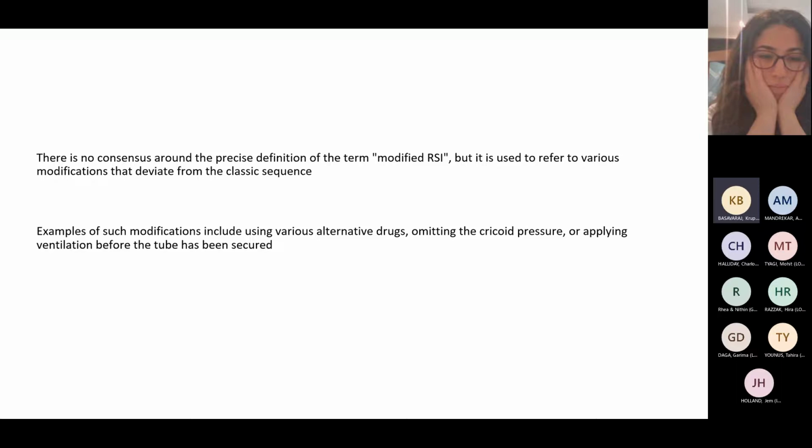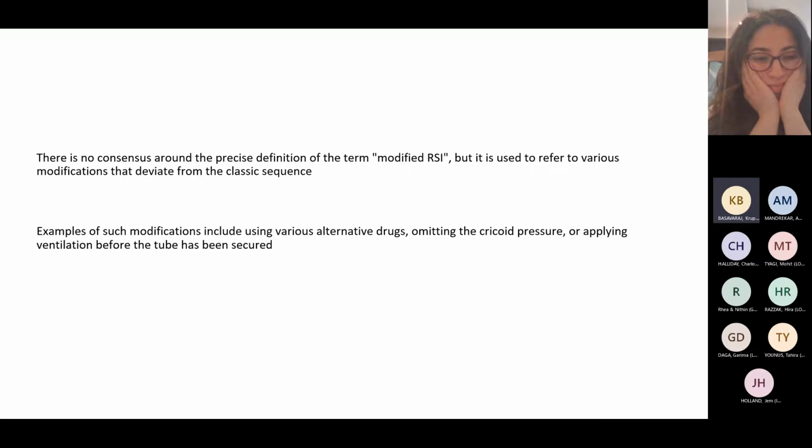Now, there is something called a modified RSI. There is no proper consensus on this, but it is basically to improve the patient's physiological stability during the procedure at the expense of a theoretical increase in regurgitation. Modifications can be in the form of alternative drugs, omitting the cricoid pressure, lessening of the pressure, or applying it before the ventilation has started.